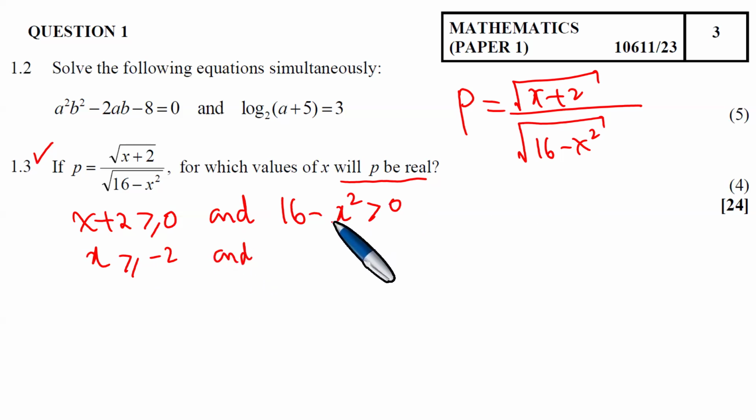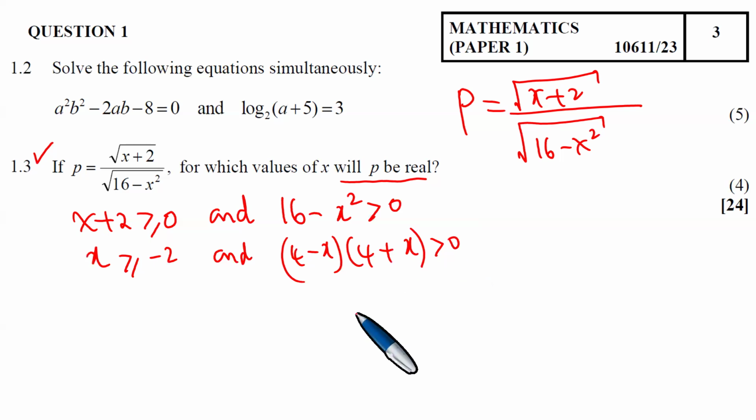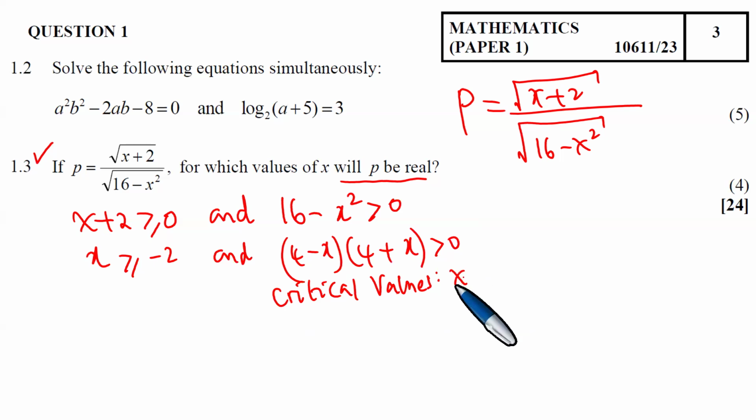And this one, now you need to find the factors of this. What are the factors of this? The factors of this are 4 minus x together with 4 plus x, this is bigger than 0. Because this one is quadratic, you need to find the critical values. The critical values are x equals 4, x equals minus 4.